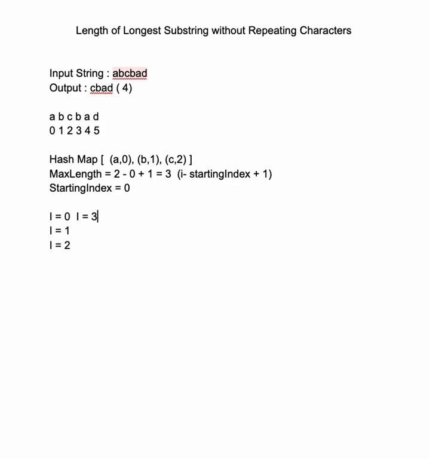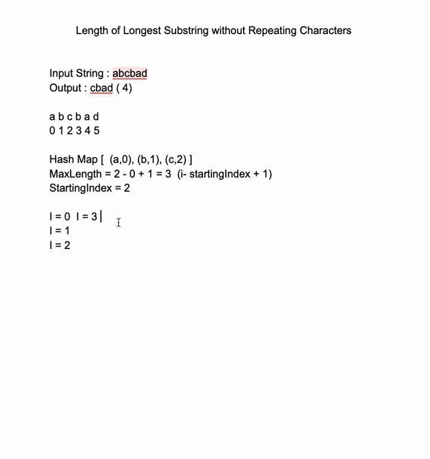Since we have got the value of the character B from the hash map, which is equal to 1, the starting index would be that plus 1. So starting index would be 2, and max length would be 3 minus 2 plus 1, which is nothing but 2. The length of CB is 2, but we are not updating the max length because we already got a max length which is 3, which is greater than 2. So we will not be updating the max length here.